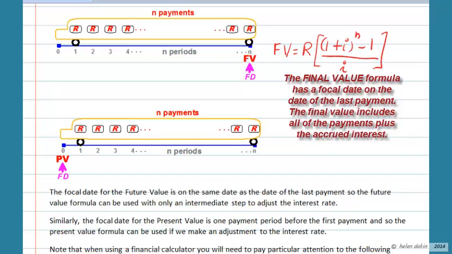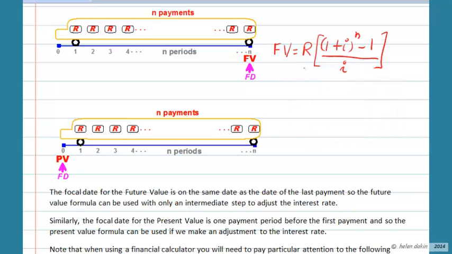But what's key here is to note that the interest periods per year, i, and the number of payments per year for the payment size, or R, must coincide. And if they don't coincide, we need to make them coincide. This can easily be done by adjusting to an equivalent interest rate.